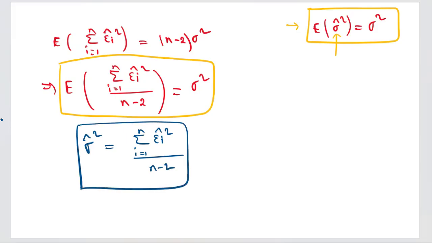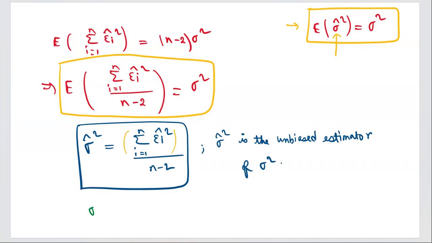I hope you got the process. So this is the entire derivation, and this is nothing but the unbiased estimator, where sigma cap square is the unbiased estimator of sigma square, right? And what is the numerator then? You can write it in another way. Sigma cap square is nothing but RSS by n minus 2.